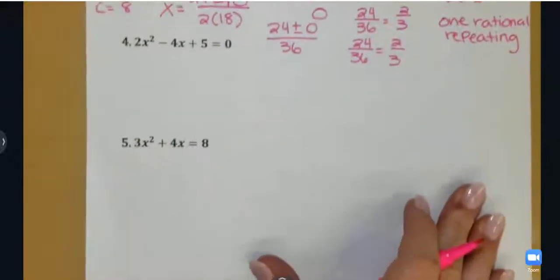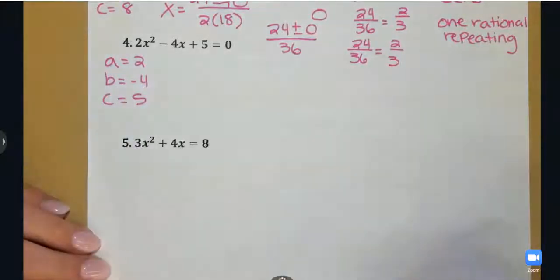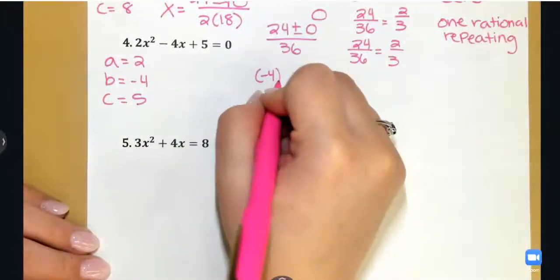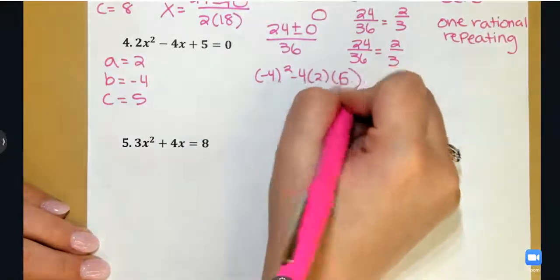All right, on to number 4. A is 2, B is negative 4, and C is 5. Let's find out what our discriminant is. B squared minus 4 times A times C. That should be a 5. So that's going to be 16 minus 40, which is negative 24.